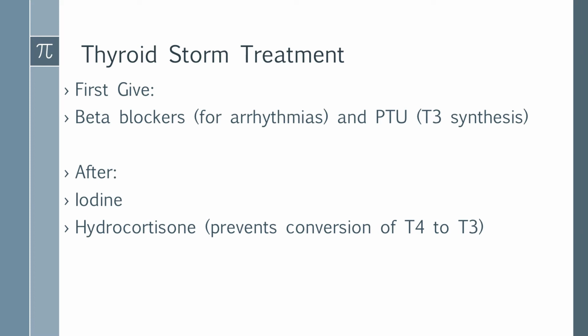It's highly unlikely the question will ask you this, but remember, the first thing you want to control is what's going to kill you. It's the beta blockers, because it's the arrhythmia that's going to kill you, and then you give the PTU to stop the hormone synthesis.